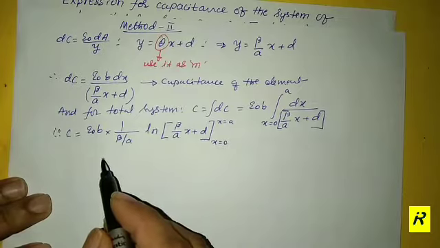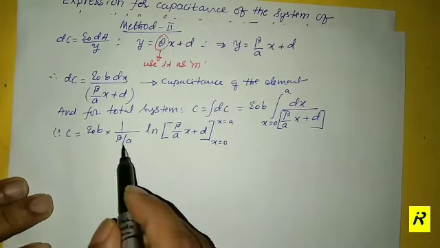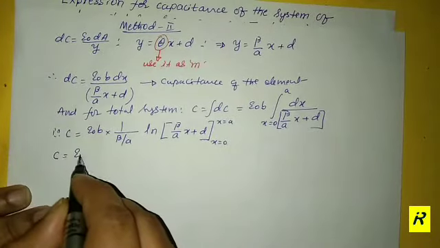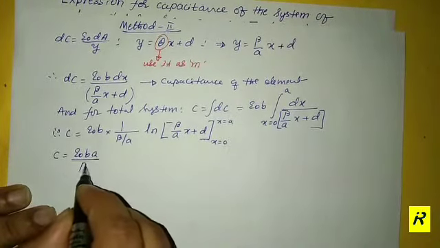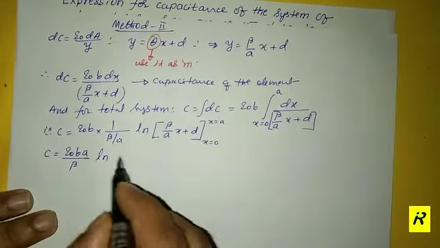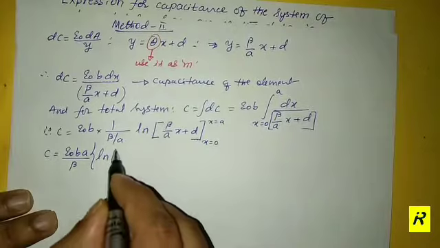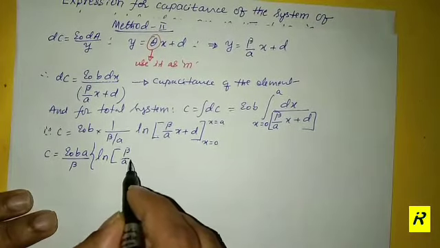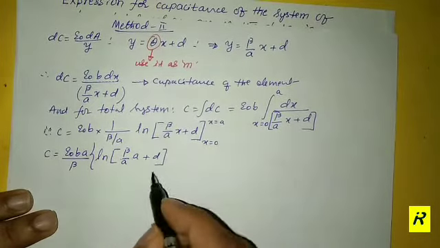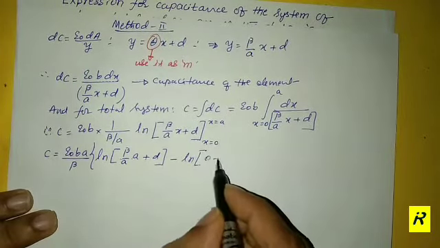So that means when I rearrange this, okay, so when I make rearrangement, beta divided by a is here, right? I can simply take this a up. C is equal to epsilon o b into a divided by beta, right, into this one, which is natural log. When I make the substitution for the upper limit, what I may get is beta divided by a into a, right, plus d. Let it be d as it is, minus, when I put the lower limit, it will be natural log of 0 plus d.